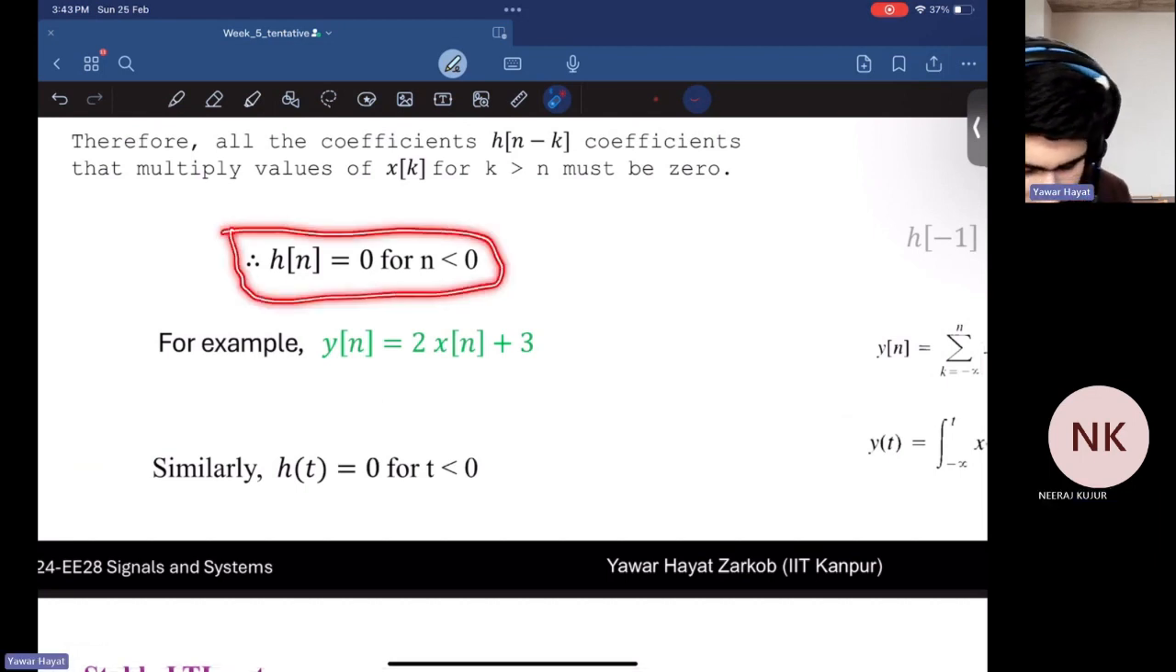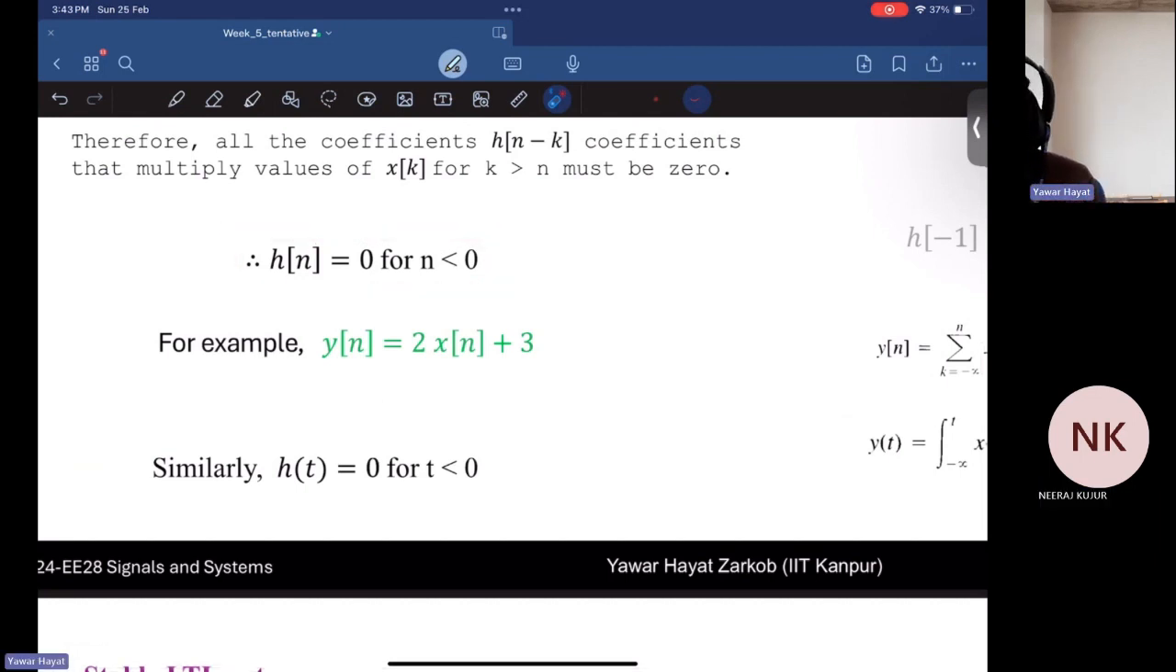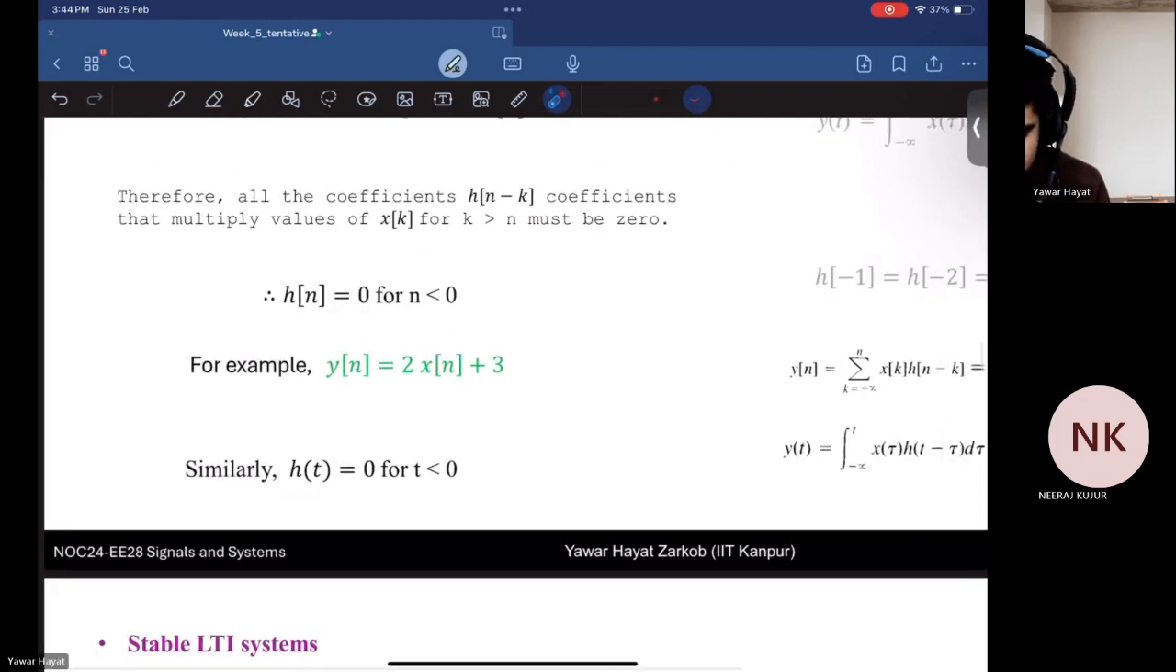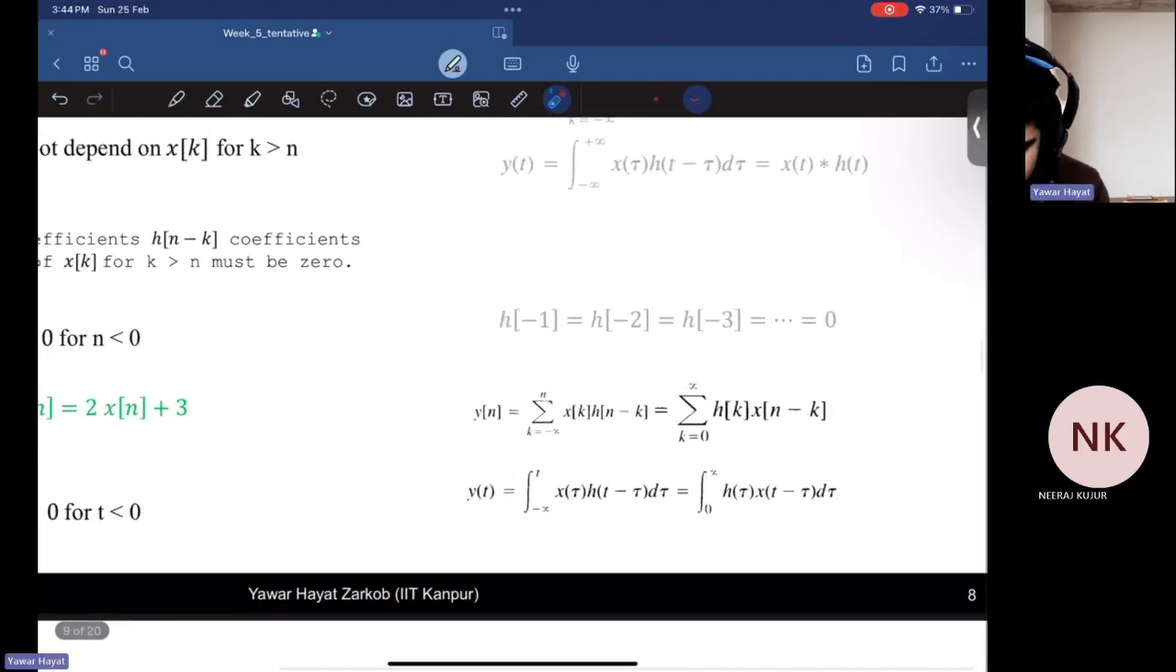In the same way as we came up with the equation of impulse response for the discrete time system, h of n equals 0 for n less than 0, for the continuous time case you'll have h of t equal to 0 for t less than 0. This part is clear.